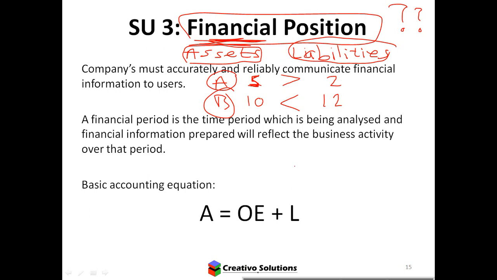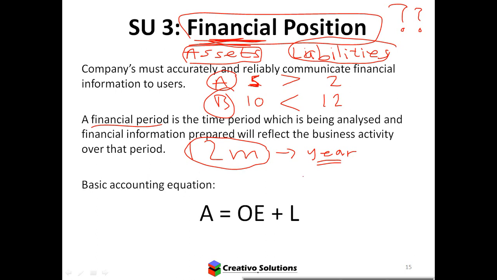We need to know how we identify what an asset is. So why is a vehicle an asset and not an expense? Why are chairs and tables seen as assets and not an expense? It all comes back down to basic principles, basic rules, basic definitions. Just a note here: the financial period is the time period being analyzed. Obviously we're going to be looking at a period of 12 months. That's the financial year.